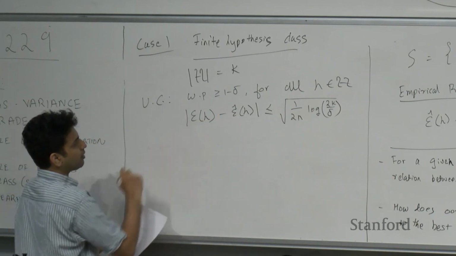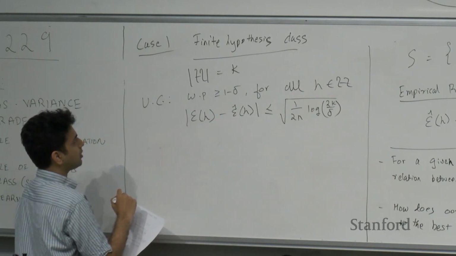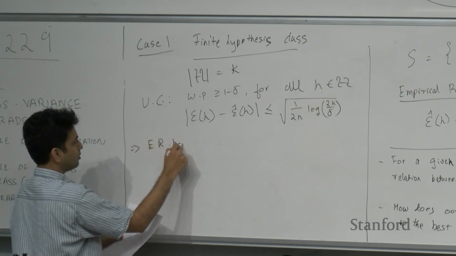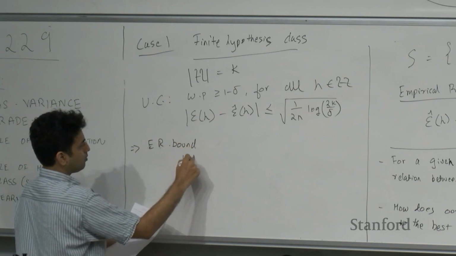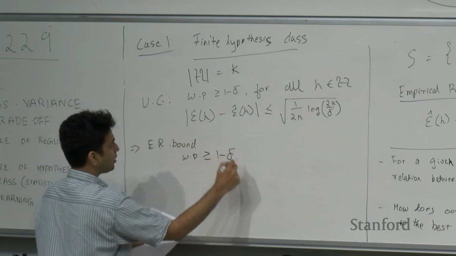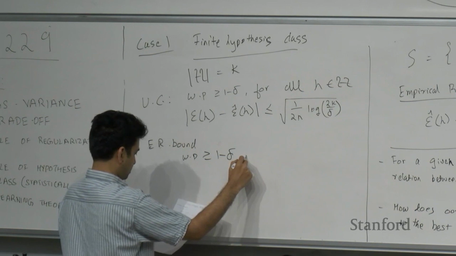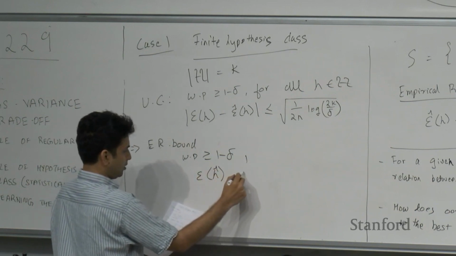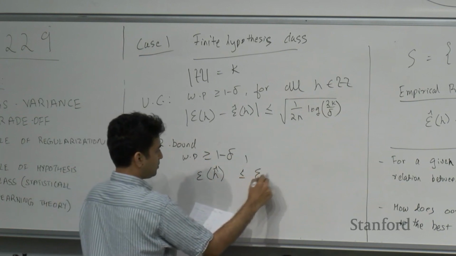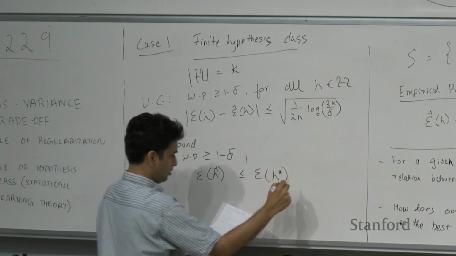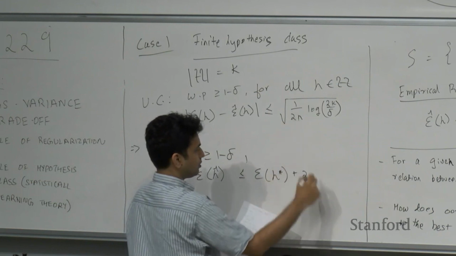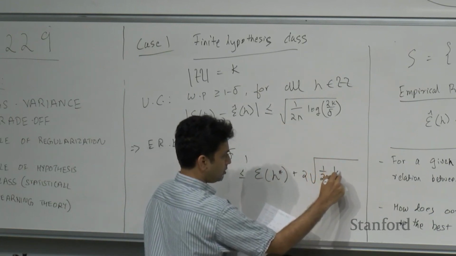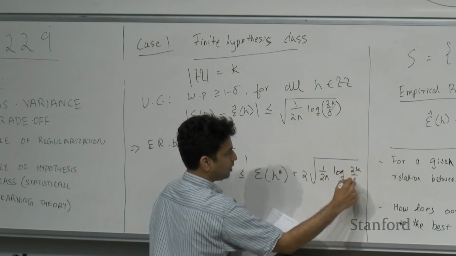So you get a uniform convergence result like this, which translates into an excess risk bound: with probability greater than or equal to 1 minus delta, epsilon of h hat is less than or equal to epsilon of h star plus 2 times the square root of 1 over 2n log 2k over delta.